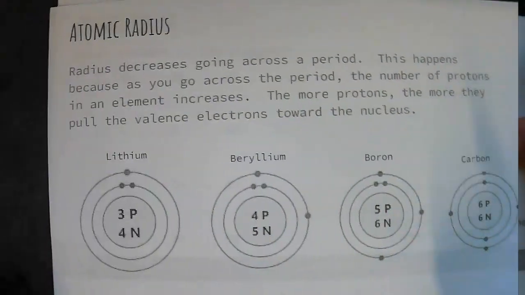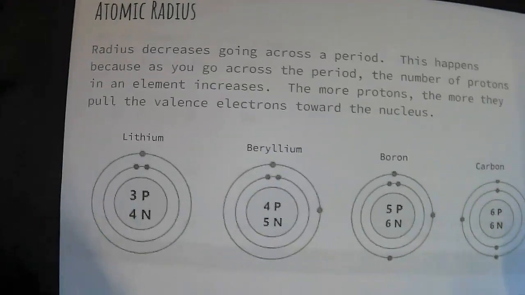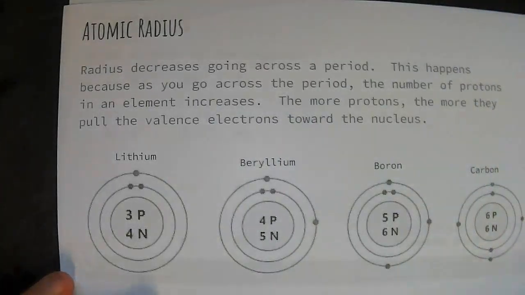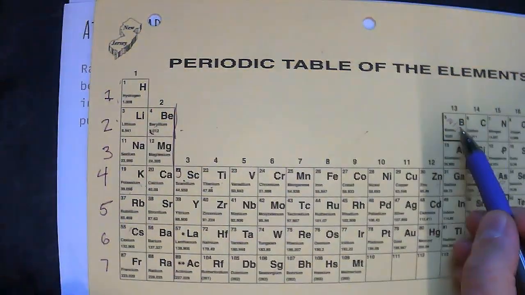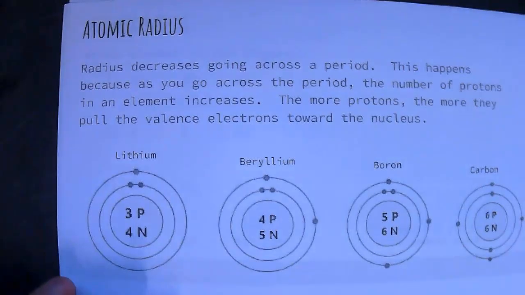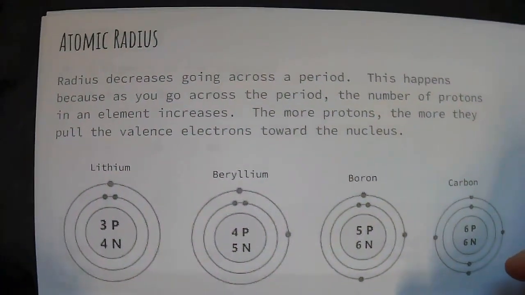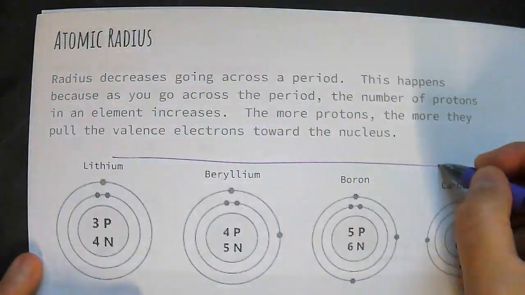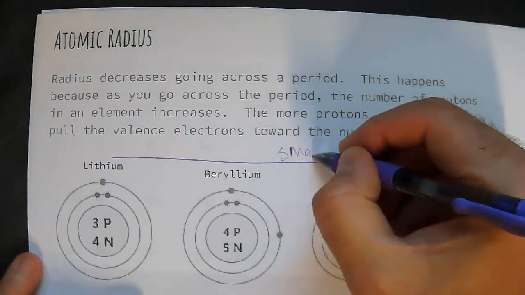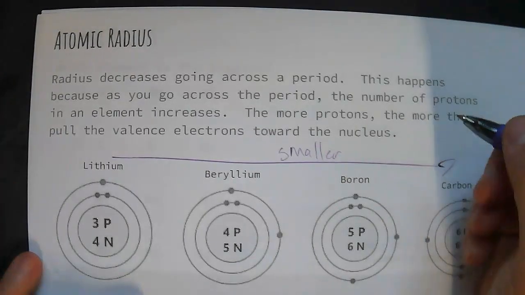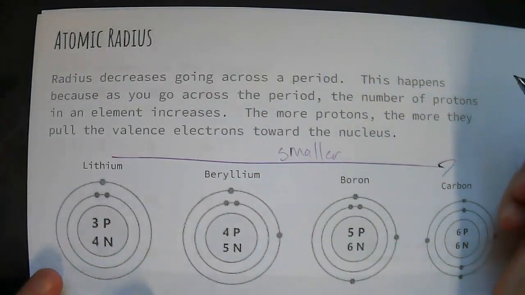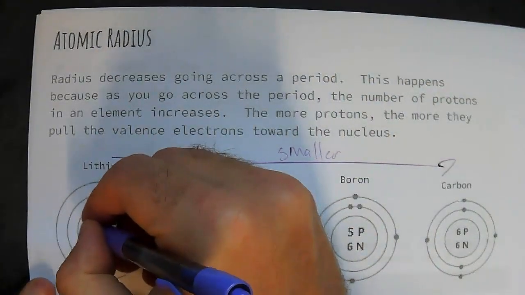So what happens as we go across the periodic table? Let's look at period 2: lithium, beryllium, boron, carbon. I will tell you that the trend is they get smaller as we go across. That's what the trend is. The reason why is because of the number of protons.